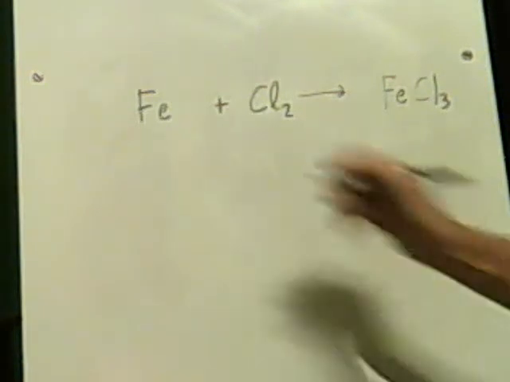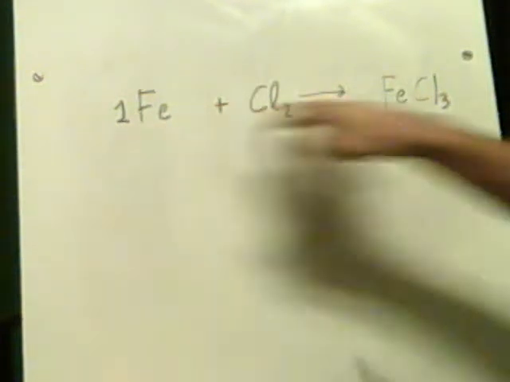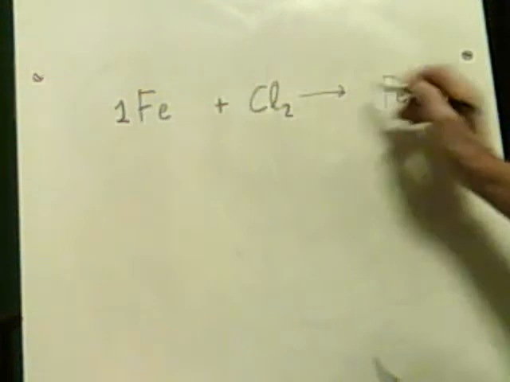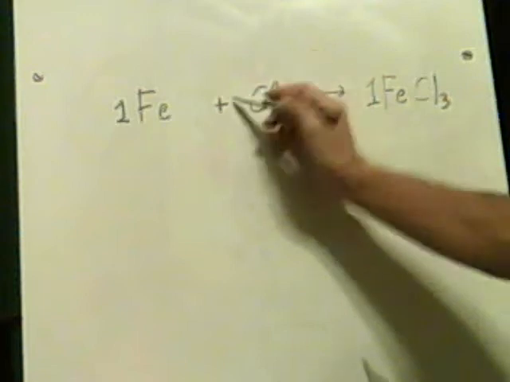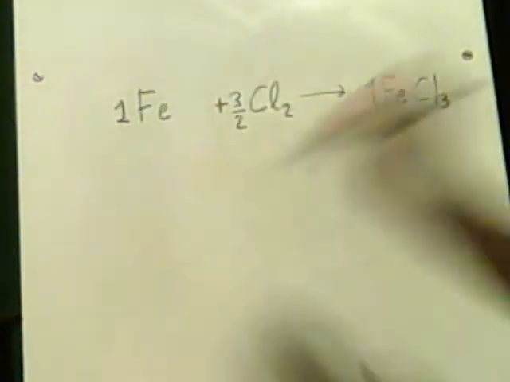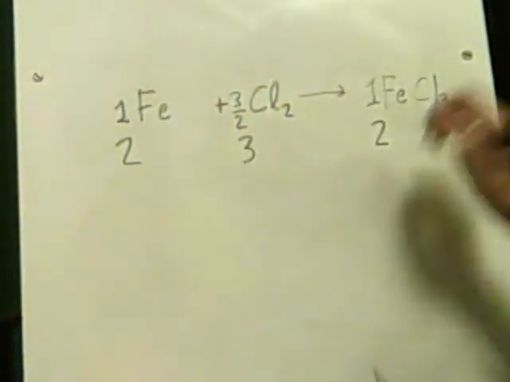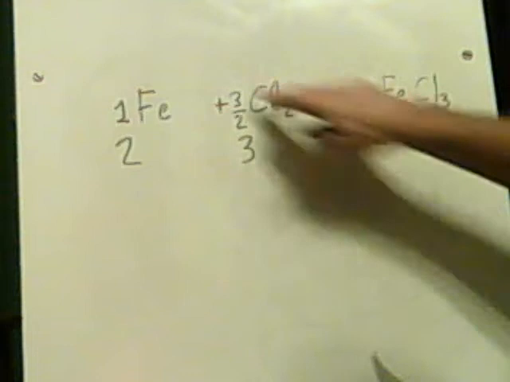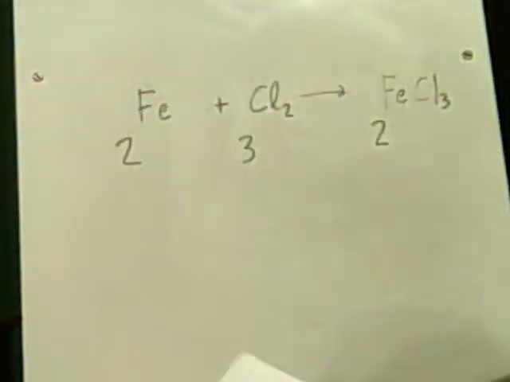Okay, now, I'm just going to do like I did before. I'm just going to start with a 1, because I'm just going to start with whatever the first thing happens to come up. If this is a 1, then this has to be a 1. Okay? If there's 3 chlorine, then this one has to be multiplied by 3 halves again. Now I'm going to multiply through by 2 to have 2, 3, and 2. Okay? 2, 3, and 2. And then we can just do a double check. 2 irons on each side, 6 chlorines on each side, so that's balanced. Okay? Now let's try the next one.